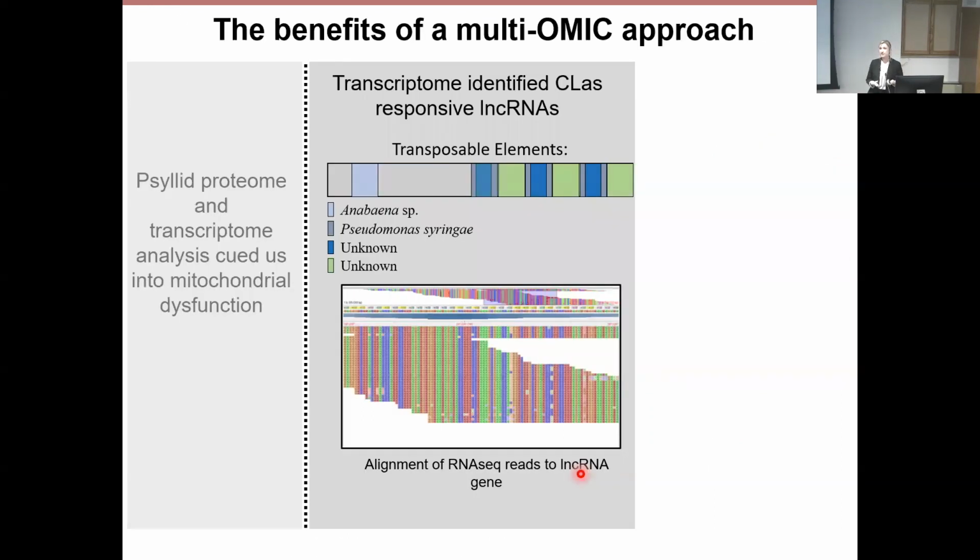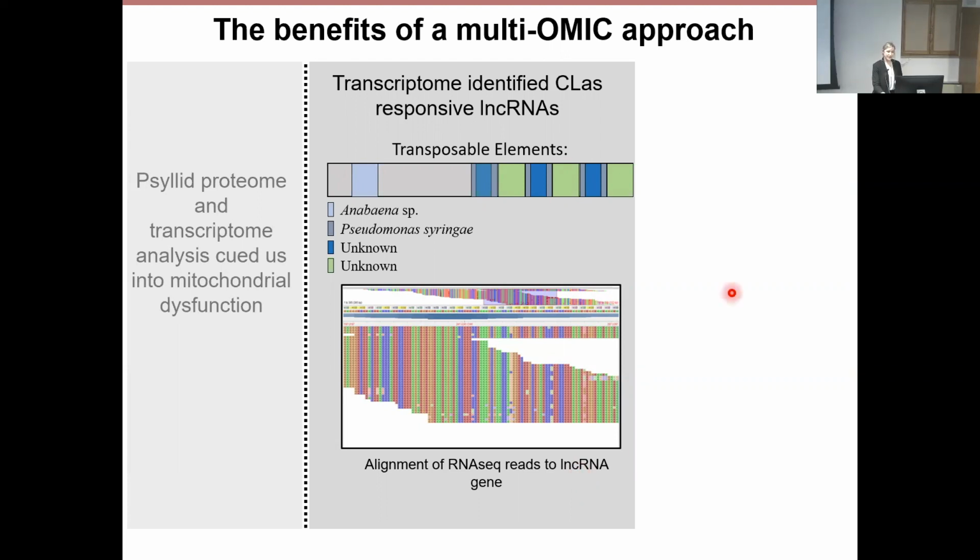The second observation that I made from this data was that there are long non-coding RNAs, or lncRNAs, in the ACP gut, and they're responsive to the presence of CLas. Now, this was really fascinating because lncRNAs are really an emerging field of study and they're poorly understood. But what we do know about them is that they are regulatory transcriptional elements and they respond to stresses such as pathogen challenge and environmental stresses.